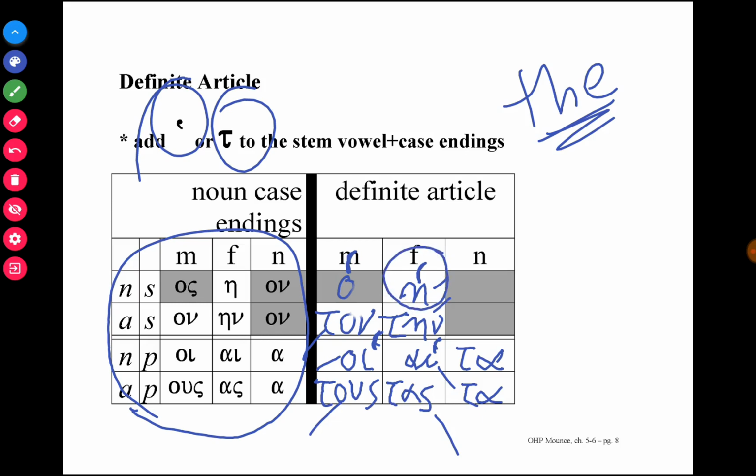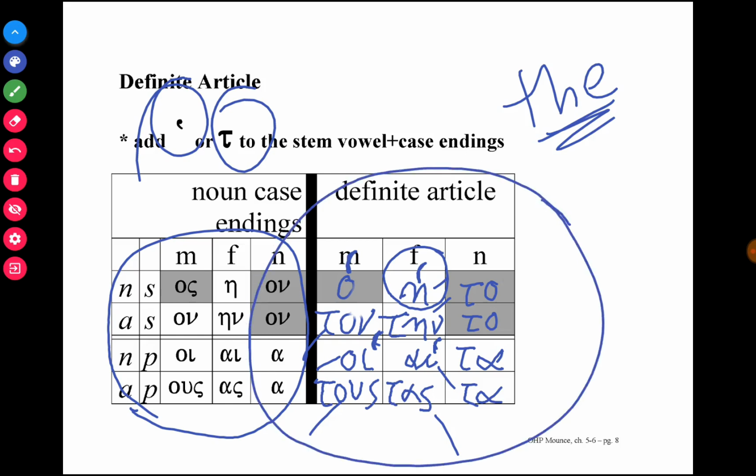And then what about the neuters? Well, the nouns end in -on, but we have to drop the nu here. And after we drop the nu, we add a tau to it, and those are the definite articles for the neuter nouns: to. So let's go over the definite articles. We're just going to say the definite articles out loud.